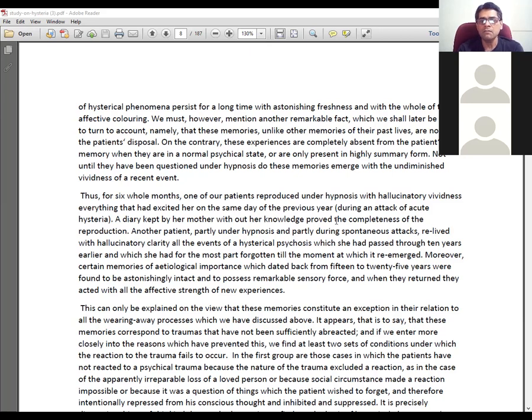And when Freud uses the word hallucinatory here, he only means intense vividness. He does not mean hallucination as we understand it today. So hallucinatory vividness means very intense vividness, right? Not the DSM definition of hallucination.